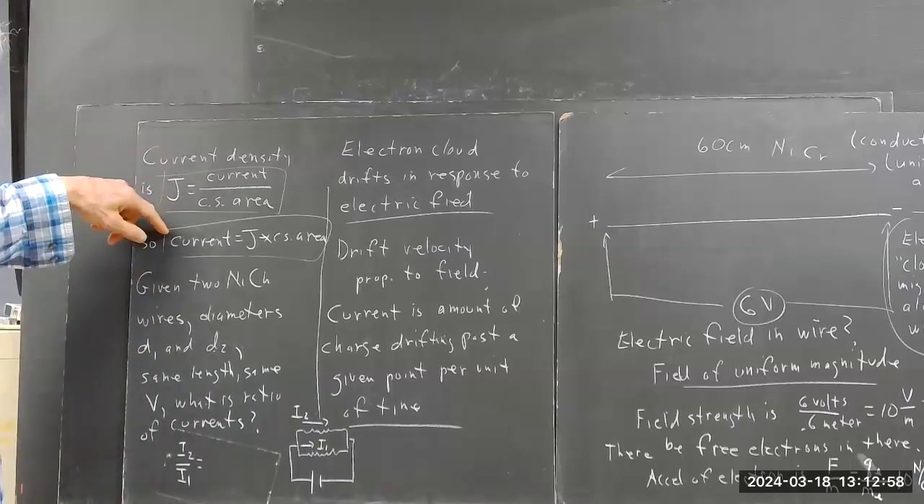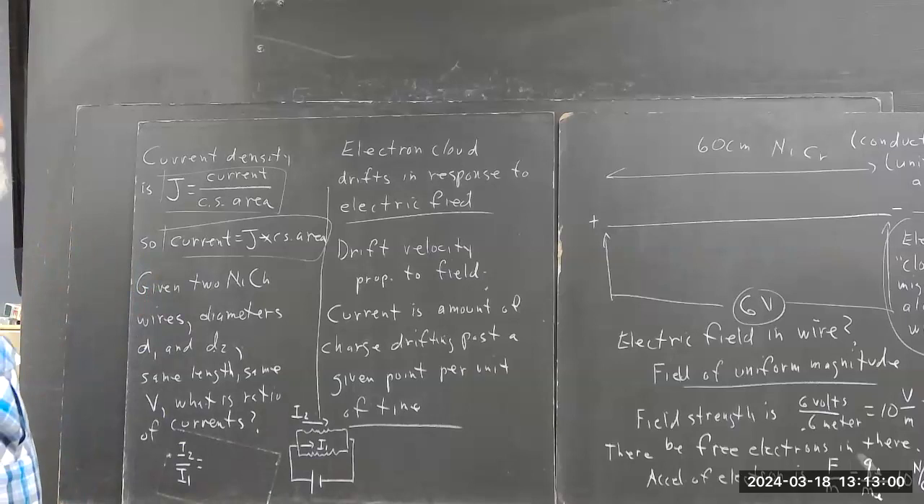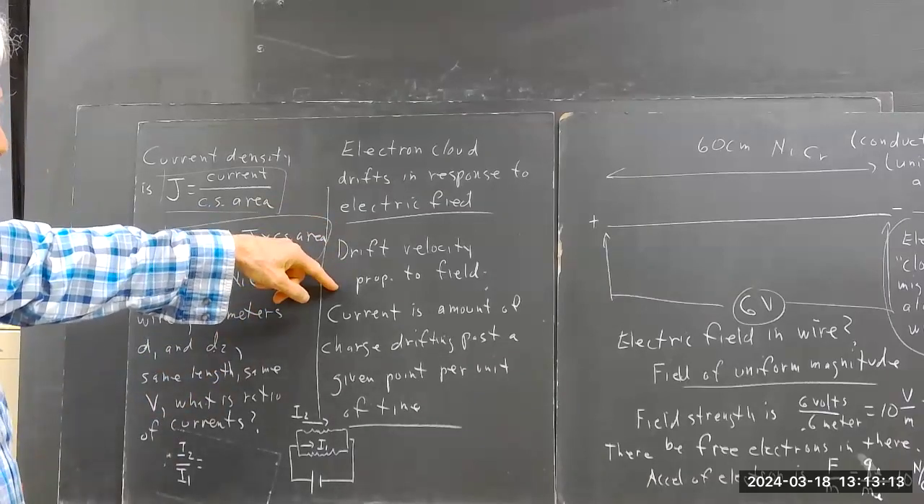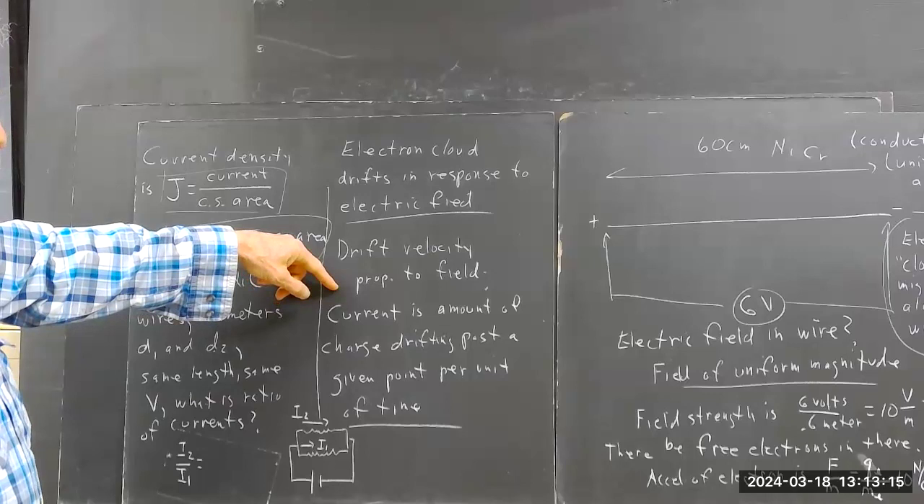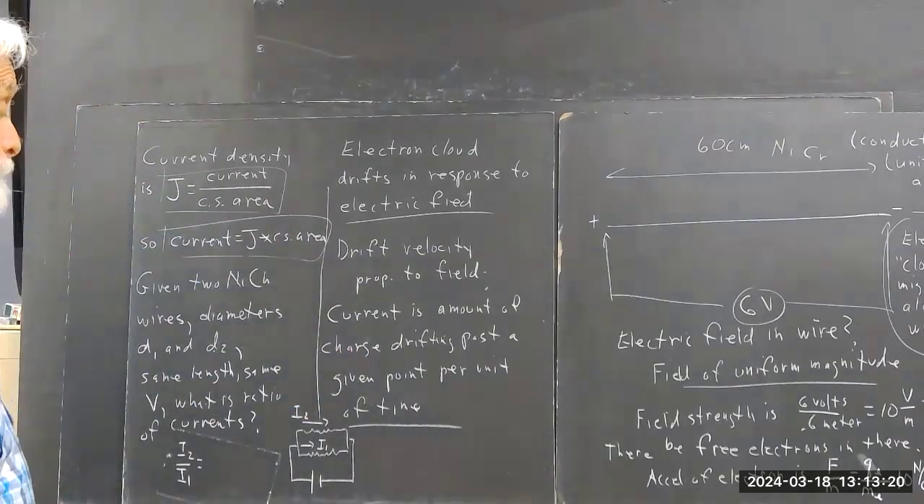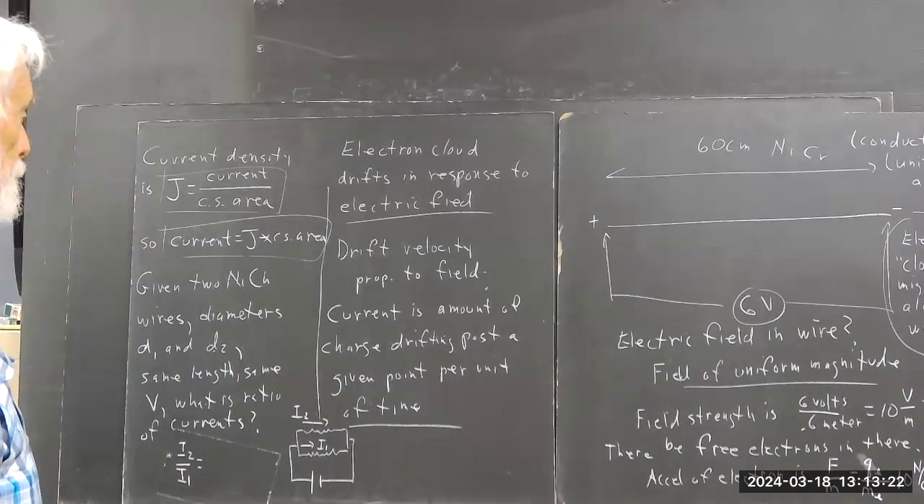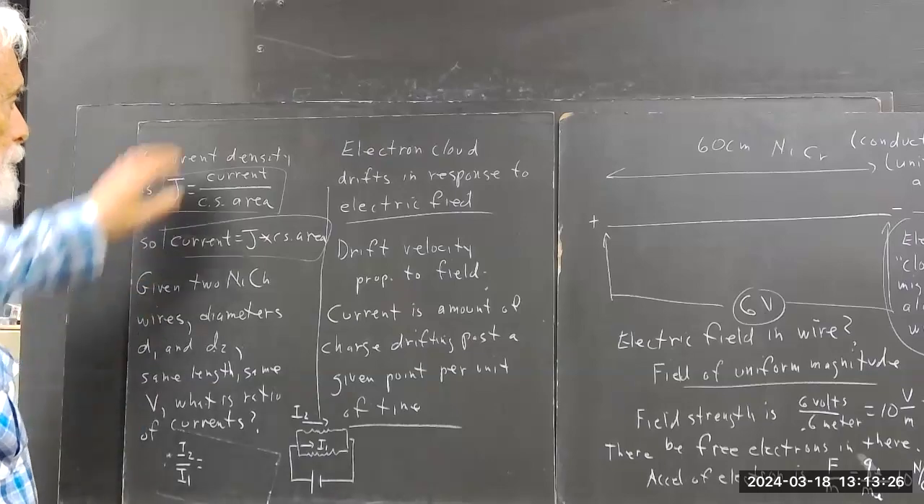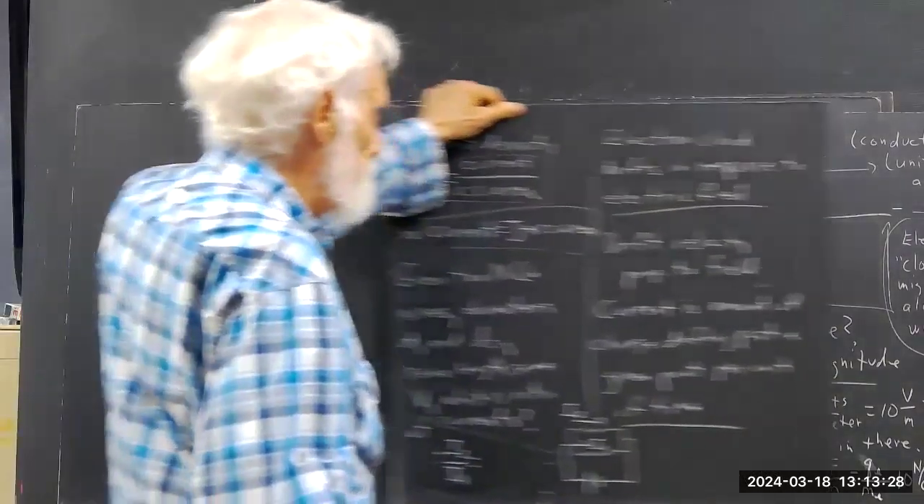I've talked about current density. It's implicit: the drift velocity is proportional to the field, and the current is the amount of charge drifting past a point per unit of time. It means that... I didn't leave myself room to write it.